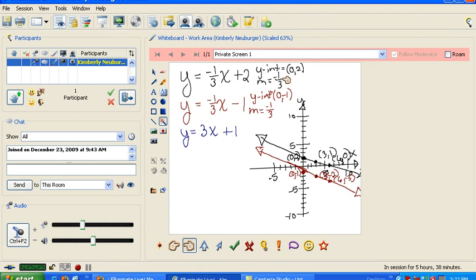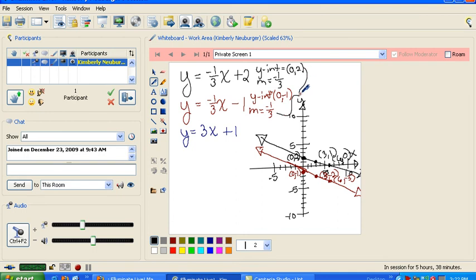So what happens is when you have parallel lines, your slopes are the same. Notice that the slopes on both of them were negative 1/3. So if something is talking about two lines that are parallel, then you know the slopes are the same. So from these two, we can tell that parallel lines have equal slopes.